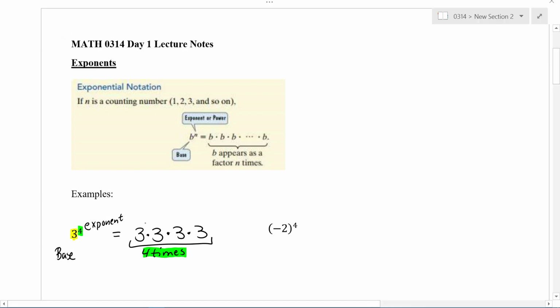Okay, so 3 times 3 gives me 9. 3 times 3 gives me 9. 9 times 9 gives me a final overall answer of 81. In this class, you are also encouraged to use a calculator.